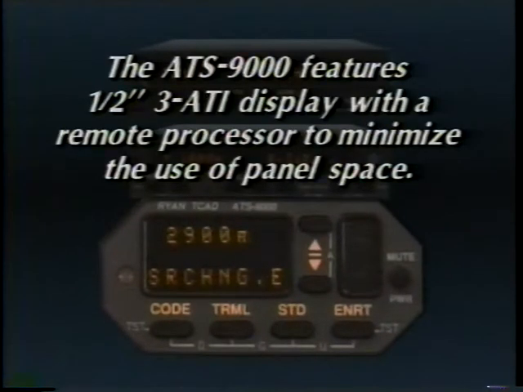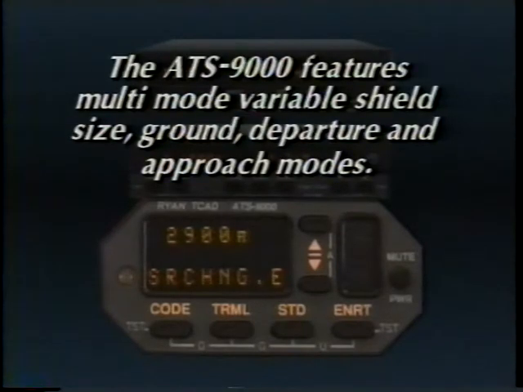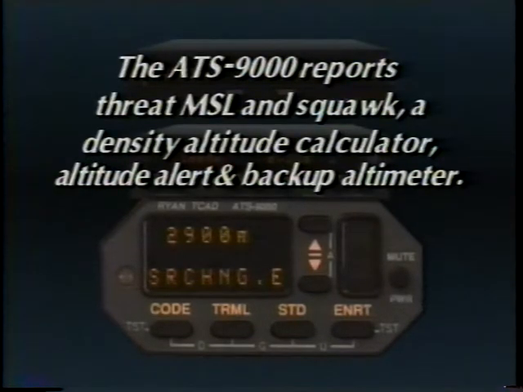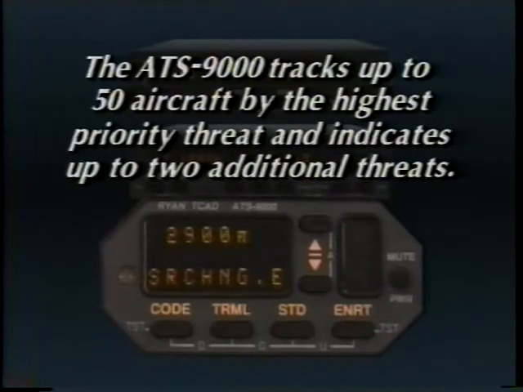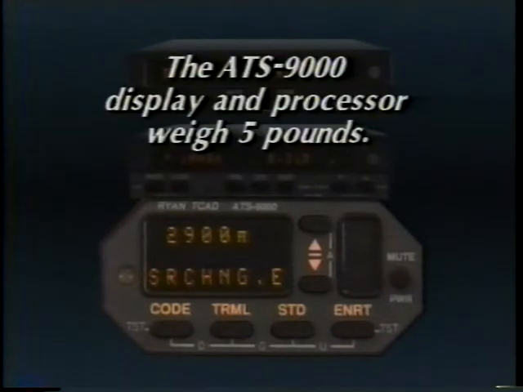The ATS 9000 features a compact 3 by 1.5 inch processor, which minimizes the use of panel space. The ATS 9000 features multi-mode variable shield size, ground, departure, and approach modes. The unit reports threat MSL and squawk and features a density altitude calculator, altitude alert, and backup altimeter. The unit is able to track up to 50 aircraft, showing the highest priority threat by altitude separation and indicating up to 2 additional threats which can be viewed. The display and processor weigh 5 pounds.